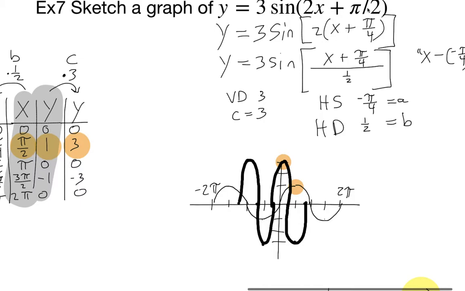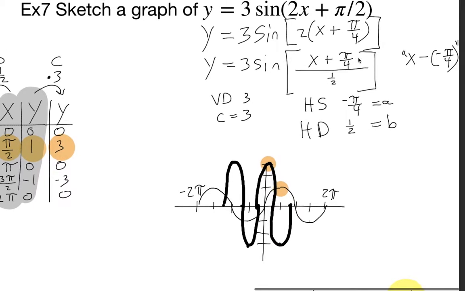I don't care what this number is. Let's factor out a 2. Inserting parentheses, we get 2 times x. And then you have to ask yourself, 2 times what would give you pi over 2? Well, that would be pi over 4. Because when you distribute the 2 to the x, you get 2x, and you distribute the 2 to the pi over 4, you get pi over 2. Then, taking the reciprocal of 2, you put it down here in the denominator.